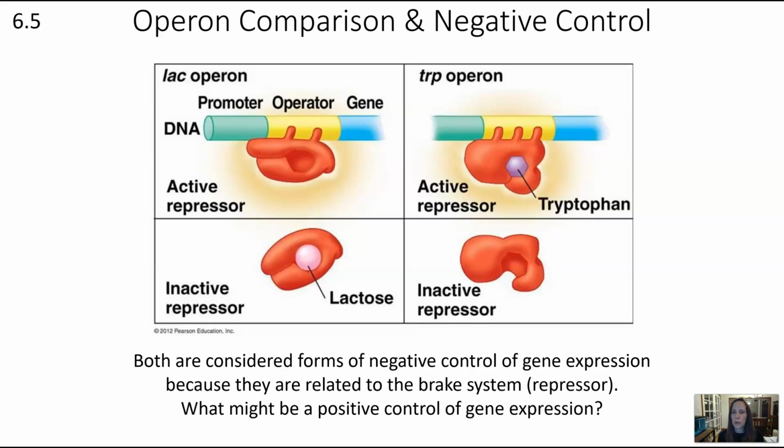So as a review, here's a table showing both of these cases, both of these operons, and how their repressors are slightly different in terms of when they're active. But both of these share the overall process that they're both considered forms of negative control of gene expression. And that's because they're related to the braking system, the repressor. What do you think might be a positive control of gene expression?